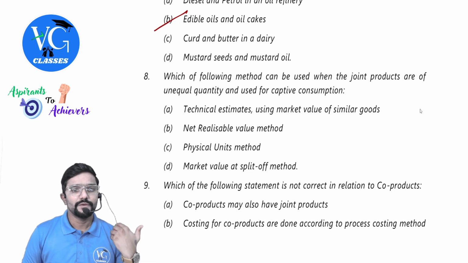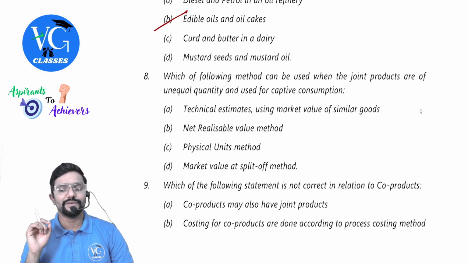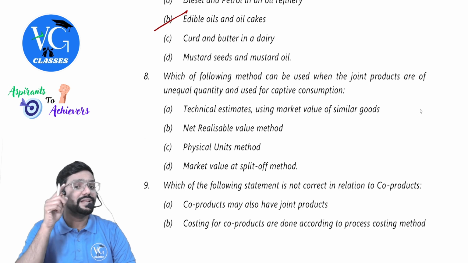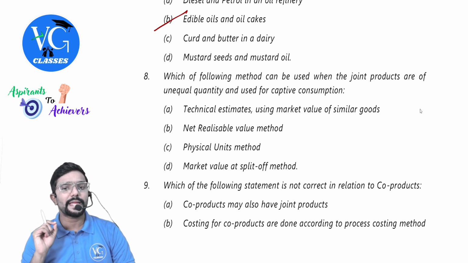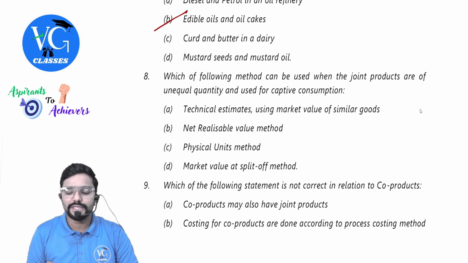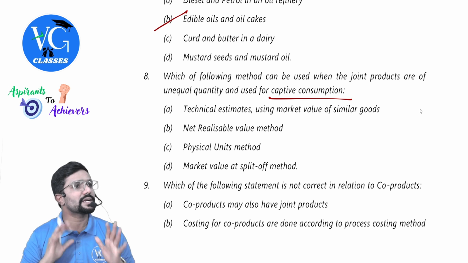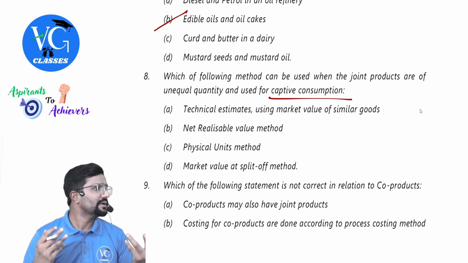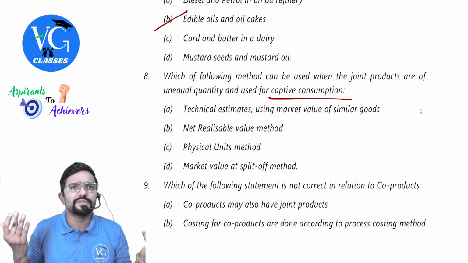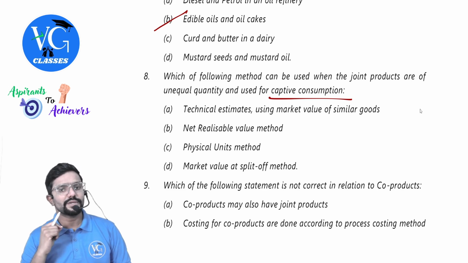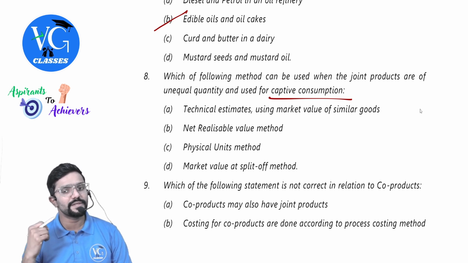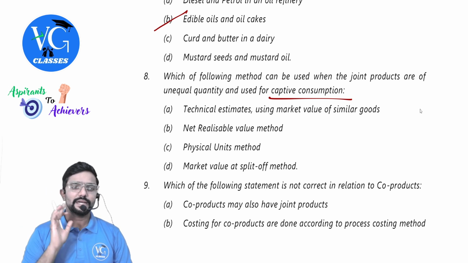Next. Which of the following methods can be used when the joint products are of unequal quantity and used for captive consumption? First of all, sir, what is captive consumption? When you are using the product within the company, you are not selling it. That means sale value is not available. Yes, sir. So technical estimates using market value of similar goods can be used. Let us see the other one.